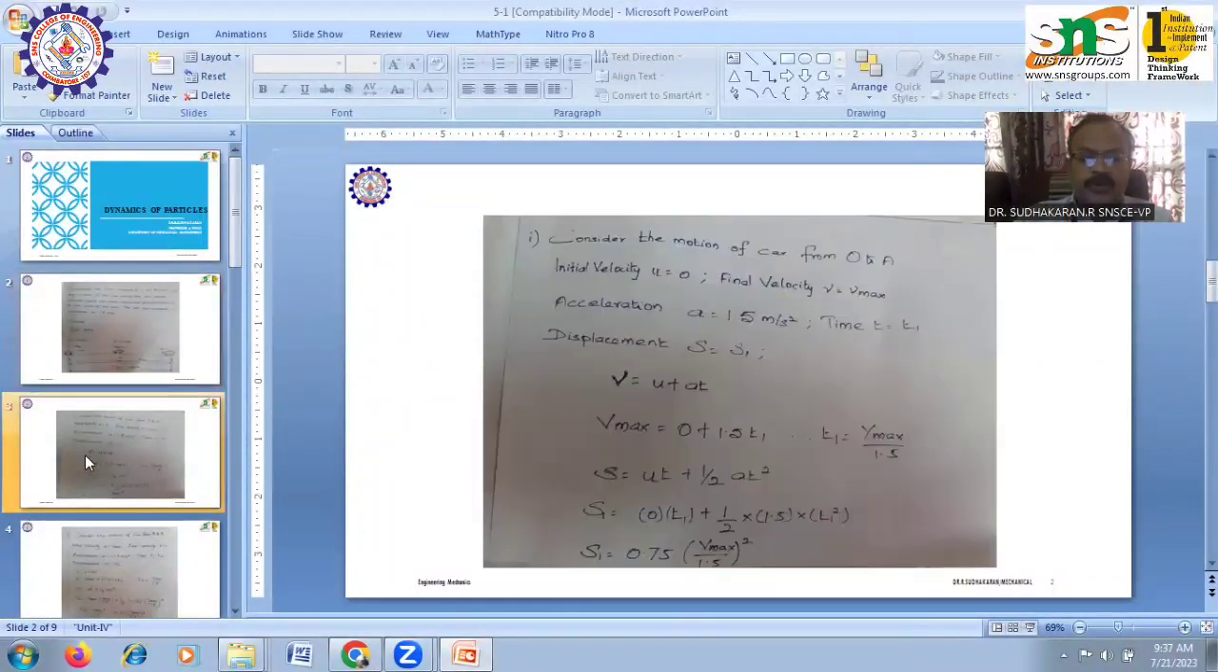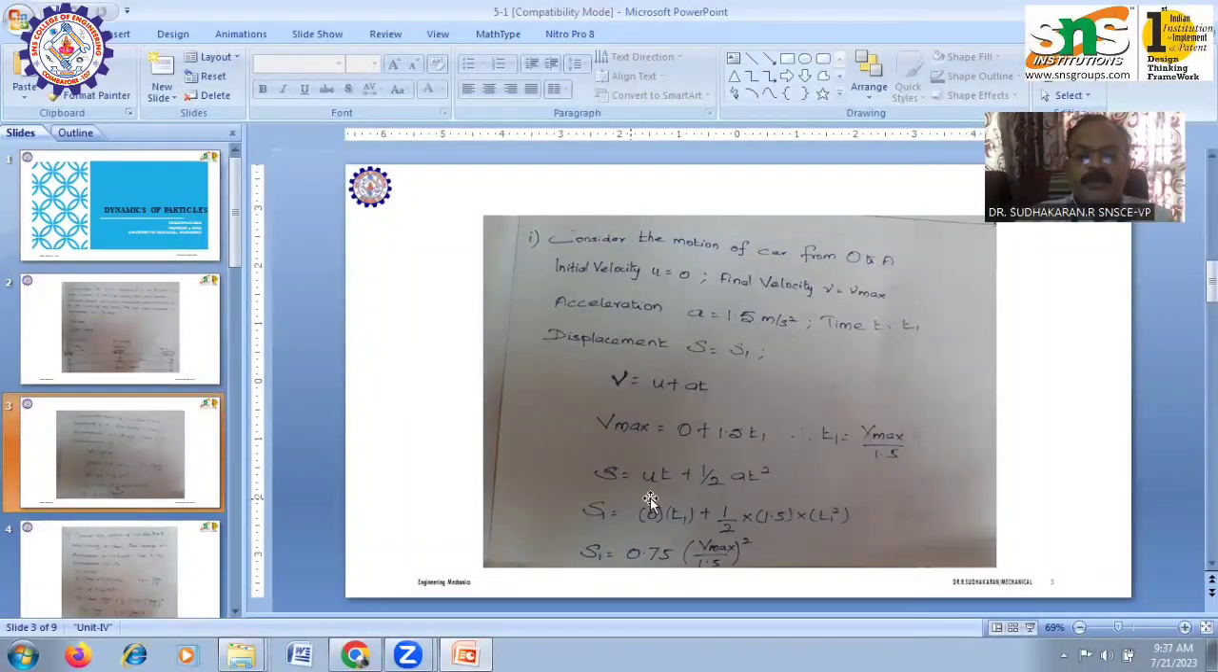I will go to the solution part. Consider the motion of the car from O to A, that is up to the intermediate point. The initial velocity is 0, final velocity is maximum, acceleration is 1.5 meter per second square, the time taken is t1 and displacement is s1. Now v is equal to u plus at. Applying that, v max is equal to 1.5 into t1, as it starts from rest, so t1 is equal to v max by 1.5.